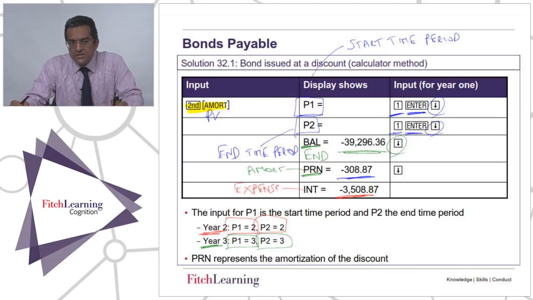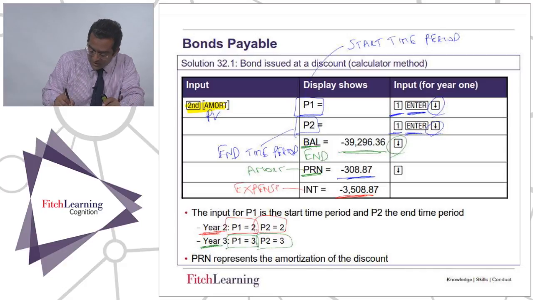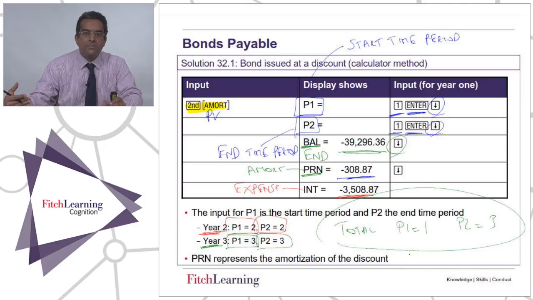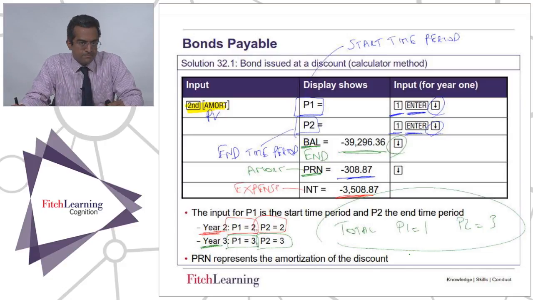Guys, set your P1s and P2s accordingly. And of course, if you want to analyze the entire period, so you go from the beginning to the end of the bond's life, for the total you would just set P1 equaling 1 and P2 equaling 3. And of course, therefore, you will be analysing everything, right from the start of year 1 to the end of year 3. You'll get all the total numbers. Balance, of course, will be 40,000 at the end. Principal will be all the amortized principal. Interest will be all the interest expense.